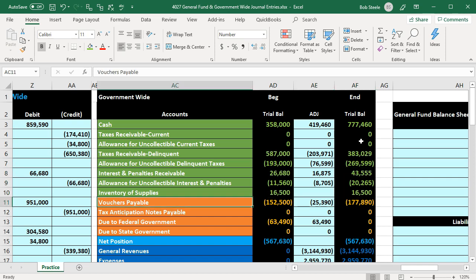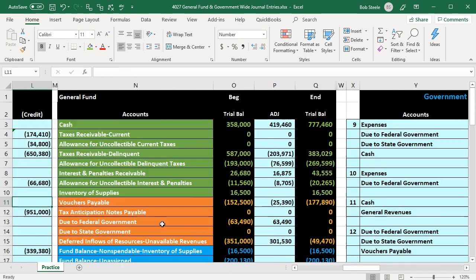Notice we don't have that funny account down here of the deferred account because that's going to be on the modified accrual rather than on the accrual. That's going to be on the general, but not on government-wide if used at all, because it would only be used when necessary.